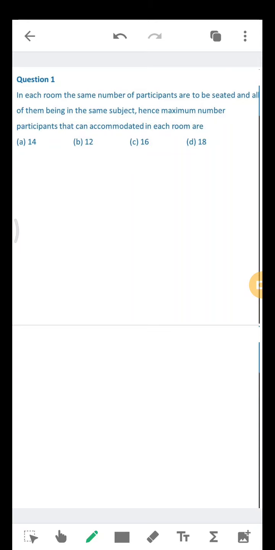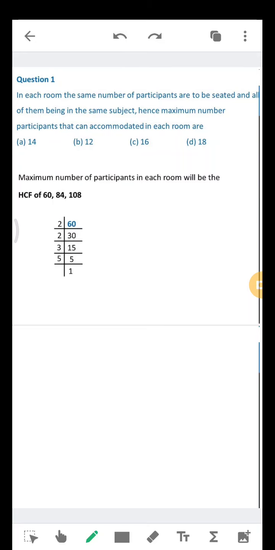Here we can't find the LCM because LCM will be too large a value. We cannot have so many teachers in one room. So here we find the HCF. HCF of 60, 84 and 108. You can use prime factorization method or you can use the division method, that's your choice. So prime factorize 60, then prime factorize 84, then 108. You all are thorough in prime factorization.